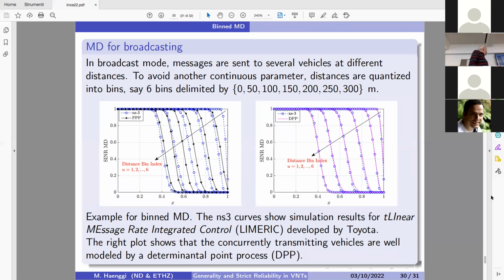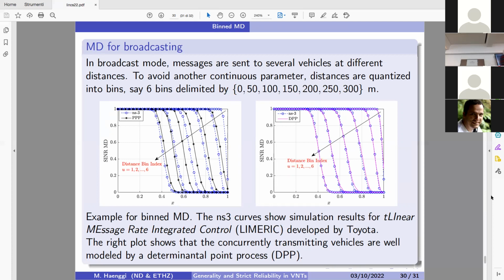Last comment here. So far, we have assumed a fixed distance. Of course, with a random vehicle model, if vehicles talk to each other, distances become random. We could add another continuous parameter, but perhaps a better way to take that into account is to use distance bins. So we want to know, what is the behavior of vehicles that are within 50 meters or between 50 to 100 meters and so on. With that, we get a finite number, say 6 individual meta distributions, one for each bin.